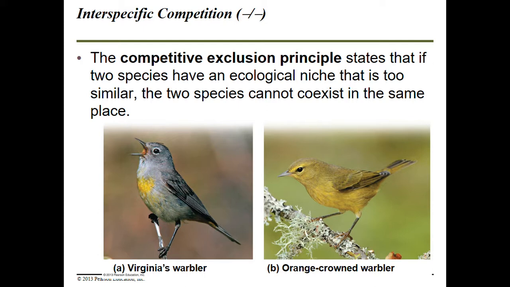The competitive exclusion principle states that if two species have an ecological niche that's too similar, they cannot coexist. So this is literally what I just talked about. An example is the Virginia's warbler versus the orange-crowned warbler. They go to the same places, but they use different areas. So the orange-crowned warbler is dominant, and it gets better areas because it's dominant, whereas the Virginia's warbler had to find a new niche, otherwise it would have gone extinct in the areas that the orange-crowned warbler was.